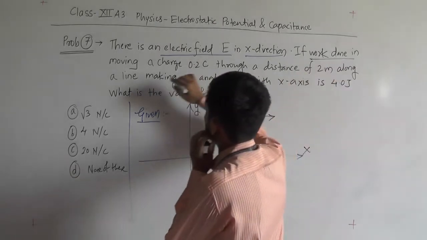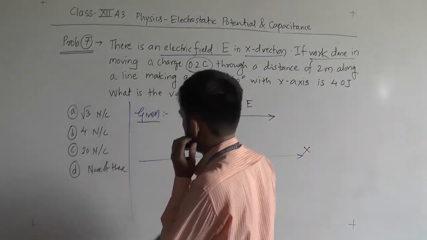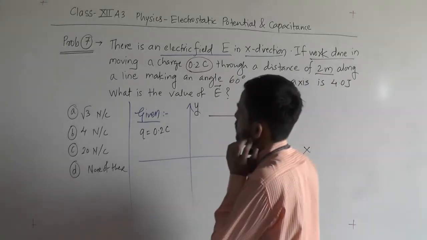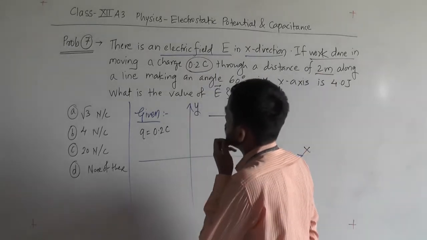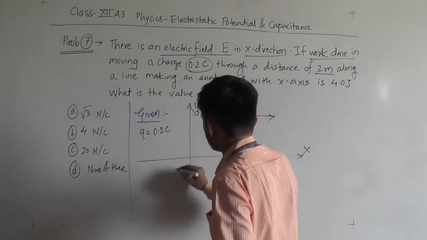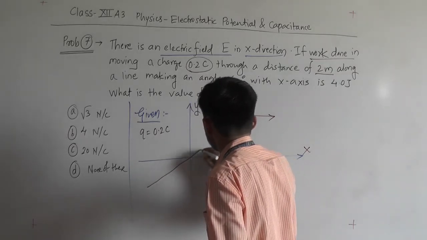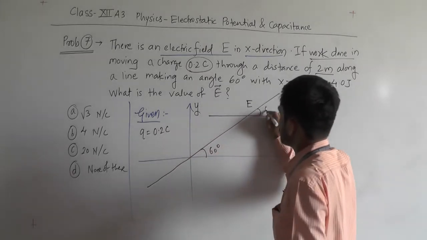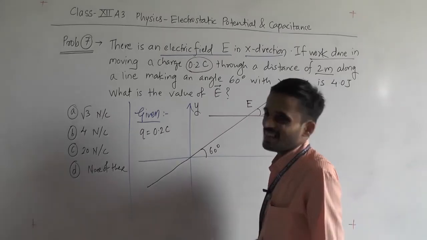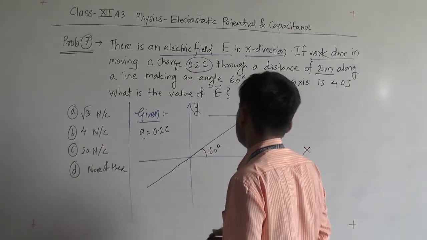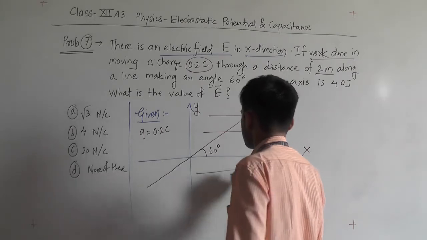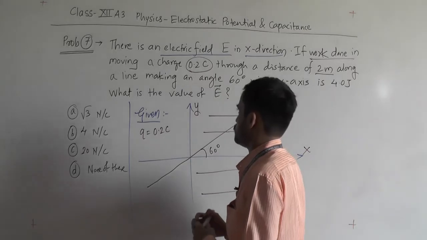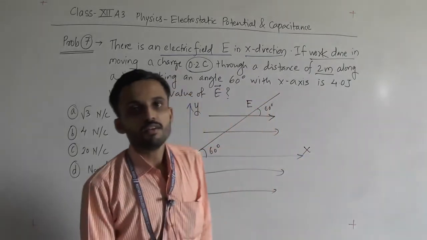If work done in moving a charge of 0.2 coulomb, Q कितना दिया है? 0.2 coulomb through a distance of 2 meter along a line making angle 60 degree with x-axis. So suppose this is a line which is making 60 degree with x-axis. Of course, it will also make 60 degree with electric field, है ना? So work done is 4.00. What is the value of electric field?